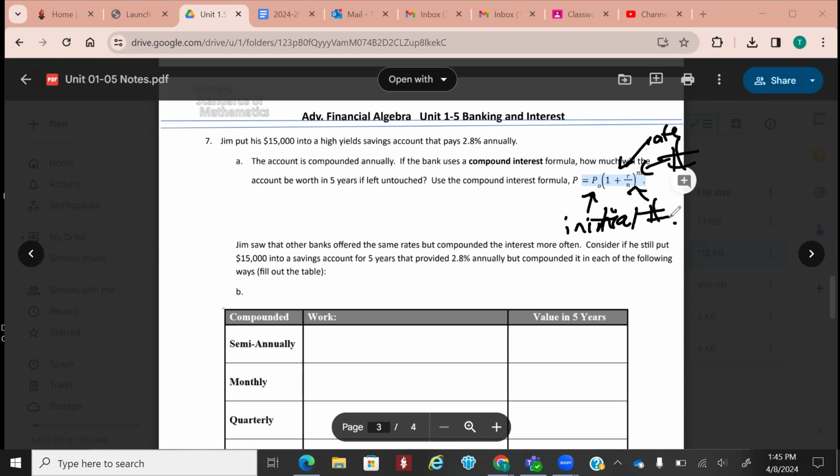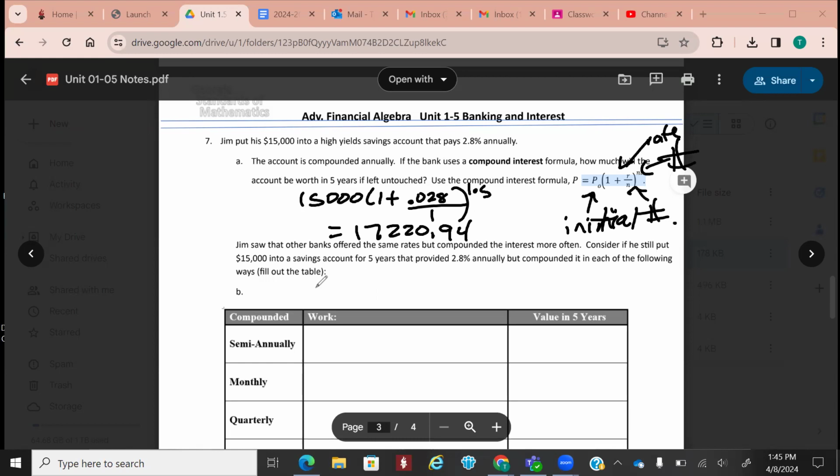So looking at this, I'm going to plug in. So our initial was 15,000. And then I have 1 plus 0.028. And we're going to divide it by 1. And we're going to raise it to the power of 1 times 5. Okay, because 1 is annually, and that 5 is the 5 years. When I plug that into my calculator, I'm going to get 17,220.94.